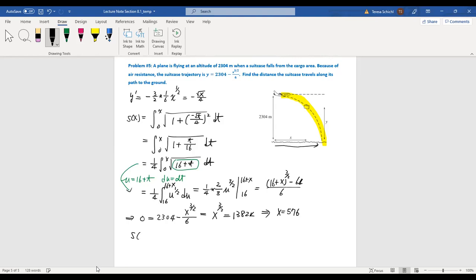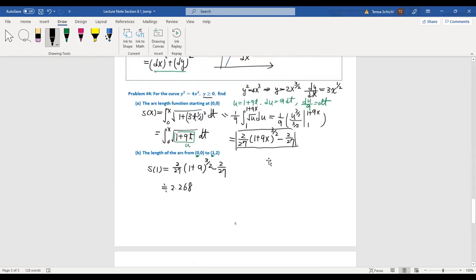Okay, so now I put the 576 into my arc length function. And then you will get this is 16 plus 576 to the 3/2 minus 64, and this is over 6. So I'm going to get approximately 2389.997. So it's approximately 2390, right?